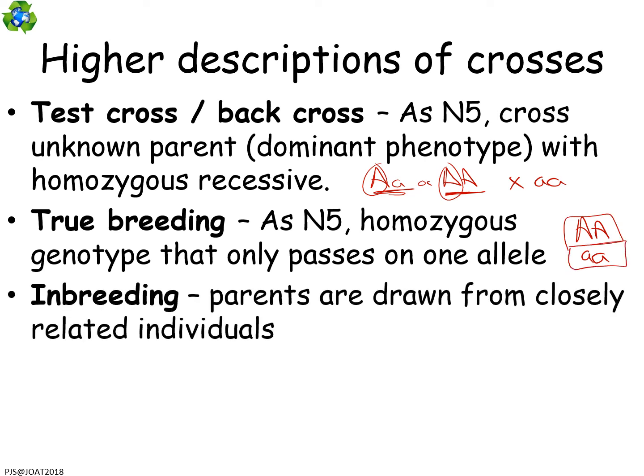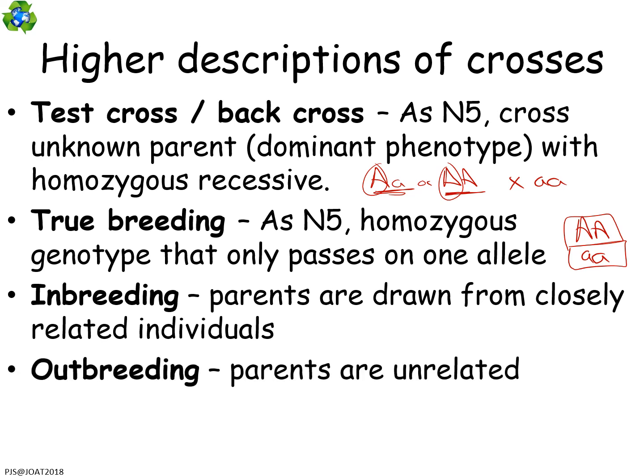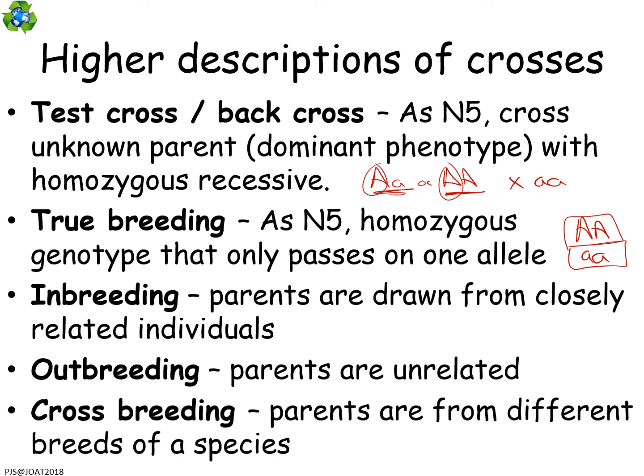Now this is definitely Higher, we haven't talked about this or used this term. Inbreeding means that parents are drawn from closely related individuals. Okay, outbreeding means that the parents that you're picking are unrelated. Now these are really important when it comes to the genetic health of the group that you're looking at, so we will talk about these a little bit later on. And then crossbreeding means that they are from different breeds of a species, so you're picking not just outbreeding but drastically different.